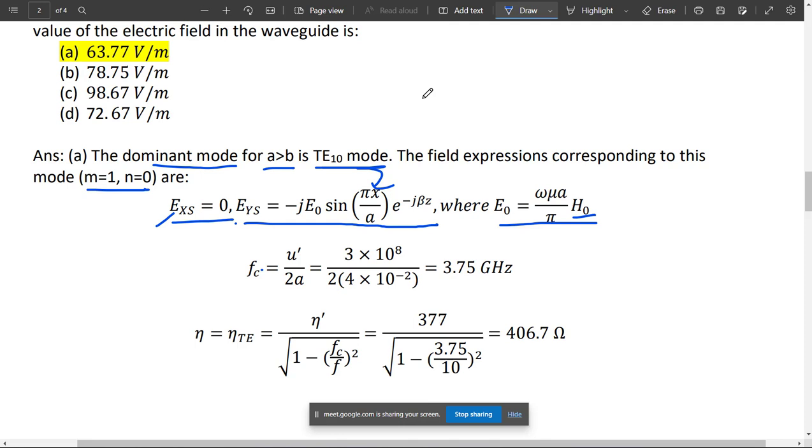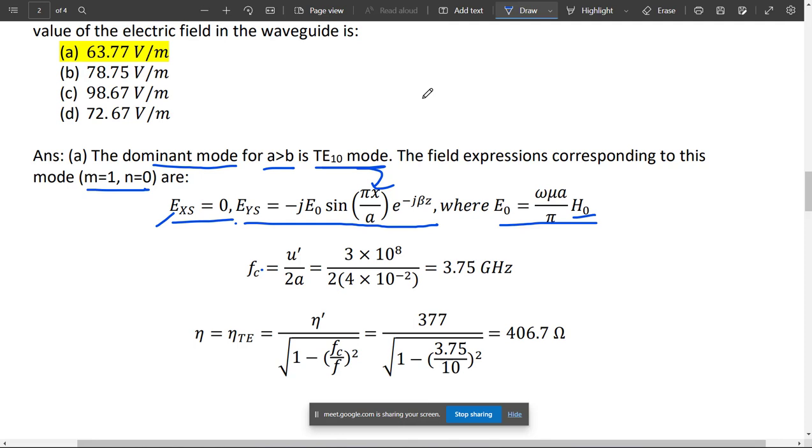Okay, madam. Here the cutoff frequency is there, no, madam? Fc is equal to u divided by 2a. We have already substituted the speed of light, 3 into 10 power 8, but the root of epsilon r value we are not substituting here, no, madam? Is there any reason, madam?